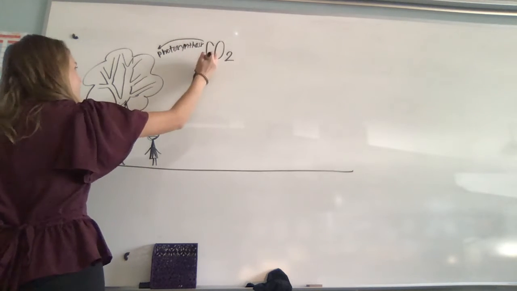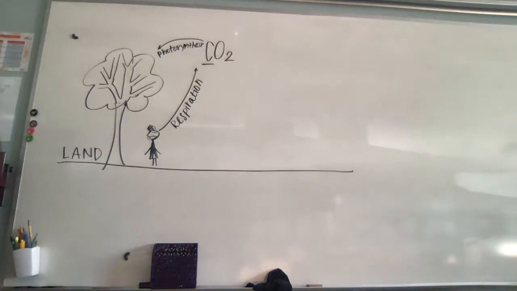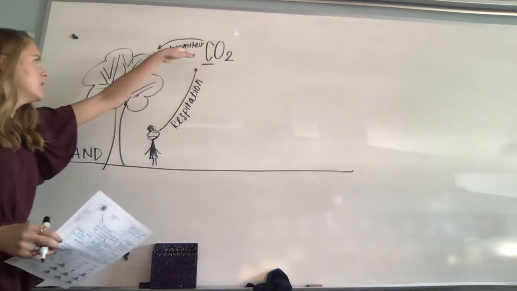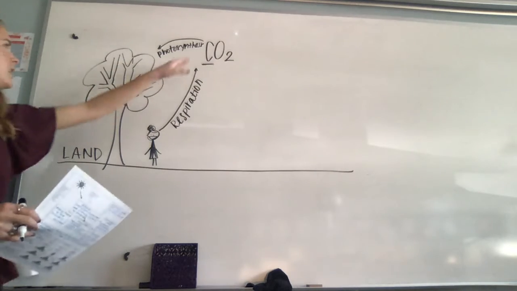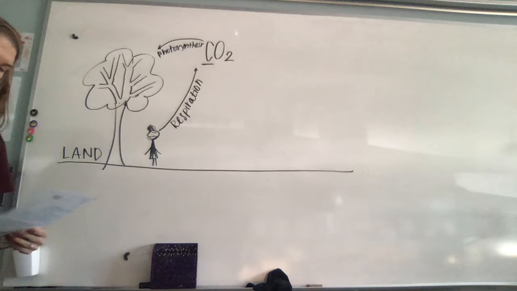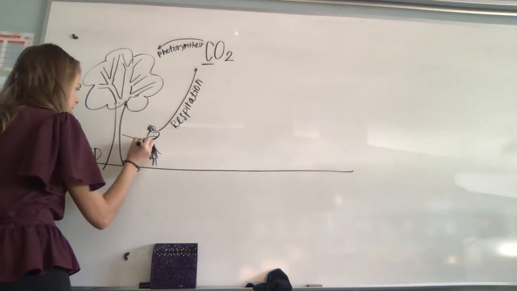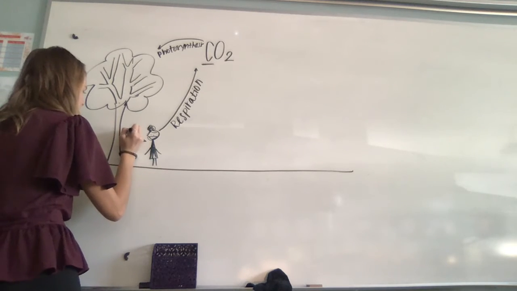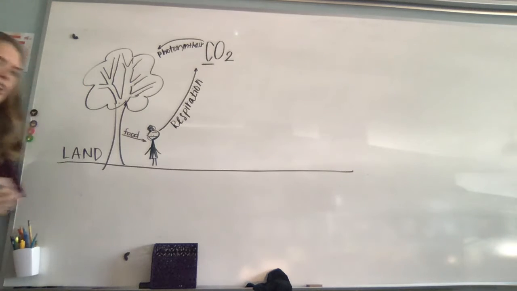Remember, we're looking at the flow of carbon, so where does this carbon go? So here's a little cycle. It goes from me to the air to the tree. Me to the air to the tree. I can eat this tree. I can eat some of the leaves and get it through food or ingestion.